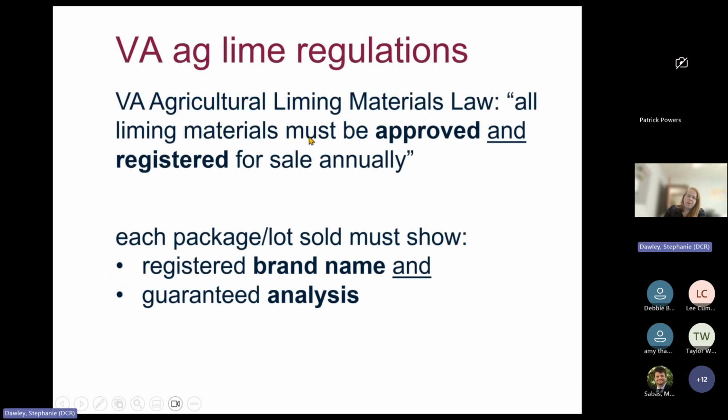All liming material must be approved and registered for sale. So if you're buying it, it has to be approved for the Virginia Agriculture Limestone Liming Materials Law. Say that once fast. And each package or lot sold must have the brand name and the guaranteed analysis of it. Much like your fertilizer, if you go to purchase it, you're going to get an analysis of that as well.